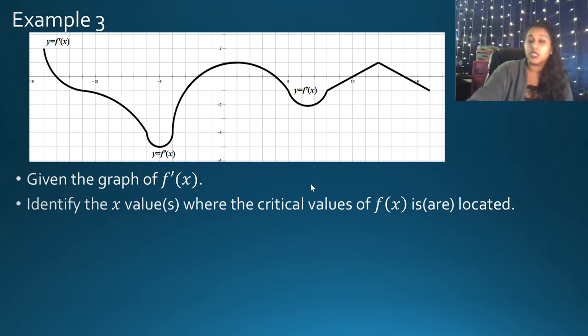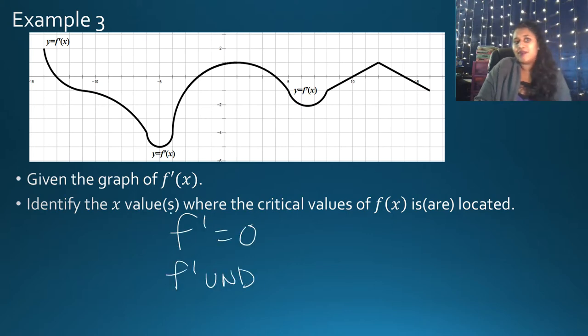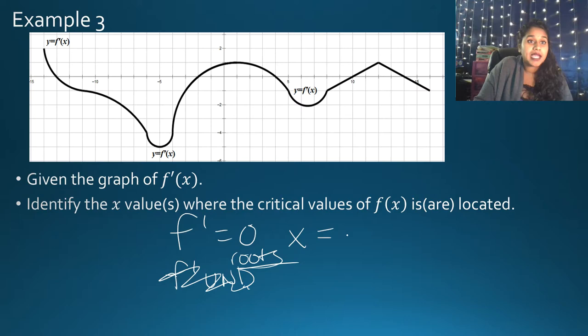So where would be my critical values? These would be where f prime equals 0 or where f prime is undefined. Looking at my graph, I don't see any undefined points, so I don't have to worry about that. So all I have to worry about is my x values where f prime equals 0, which means where are my roots? Where does it cross the x-axis? And it crosses at negative 13, negative 2, 4, 10, and 14.